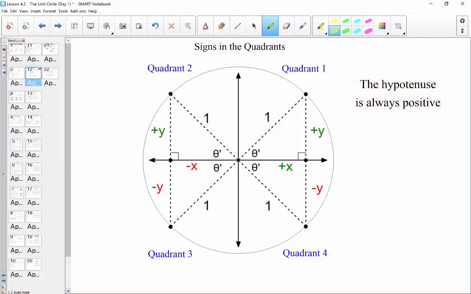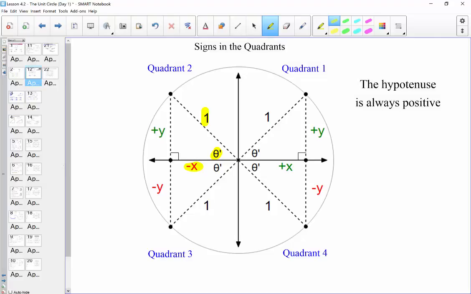Let's look at quadrant 2. In quadrant 2, if we were to analyze an angle there, and we looked at the sine of theta, the sine of theta would be opposite value y over 1. So a positive y over 1 is positive. If we looked at the cosine of an angle in quadrant 2, then we'd have adjacent, which is negative x, over the hypotenuse 1. Negative x over 1 is going to be a negative value. And we can do this in all 4 quadrants.